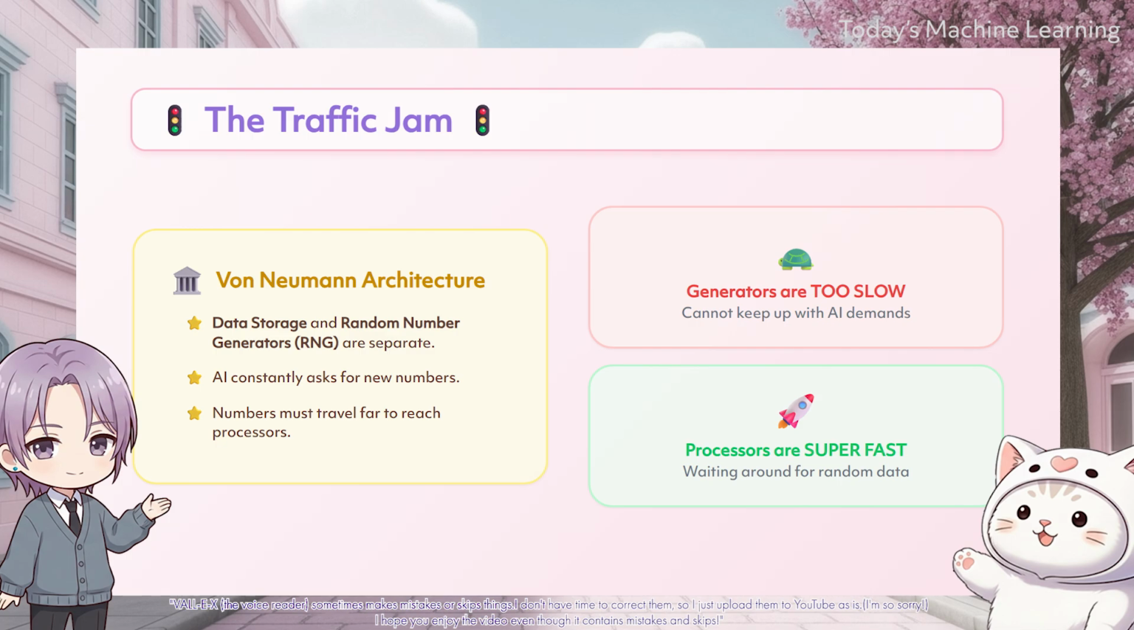Right, so here's the tricky part that the researchers discovered. In our standard computers, which use something called the von Neumann architecture, the part that stores data and the part that generates random numbers are totally separate. So when the AI needs to think about uncertainty, it has to constantly ask the random number generator for new numbers, and then bring those numbers all the way over to the memory and processing units. This creates a huge traffic jam. The paper points out that while computer processors have gotten super fast, and memory can hold lots of data, the random number generators are just too slow to keep up with the demands of modern AI.